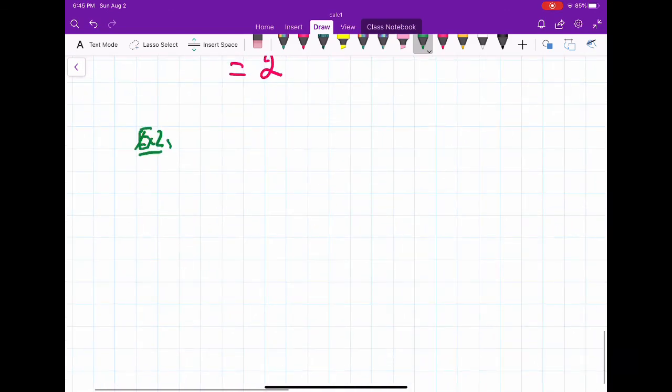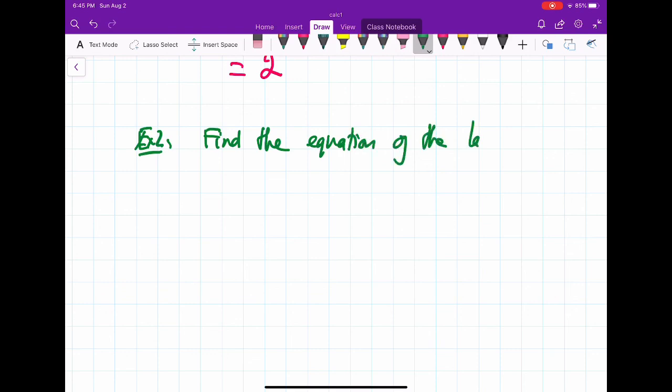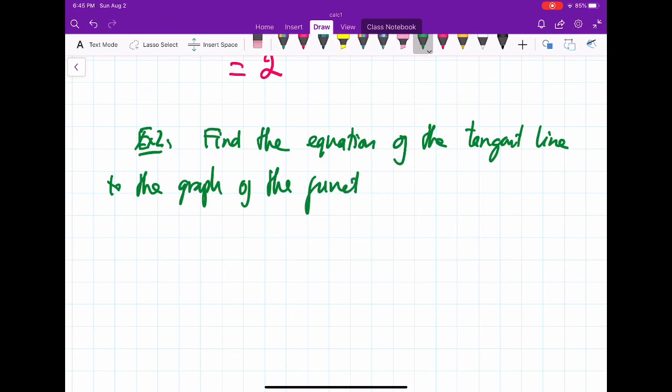Example 2. Now they ask us to find the equation of the tangent line to the graph of the function y equal to x squared plus 1 at x equal to 0. So x0 equals 0. Again, we need to find a tangent line. That means we have to find the slope, because we already have the point, x equal to 0. In order to find the y coordinate, it's pretty easy.